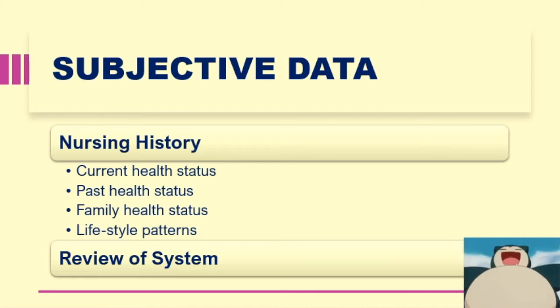So in the family health status, you need to know whether there are family members with the same signs and symptoms. So especially if we're talking about color blindness, there is a very high familial predisposition when it comes to your color blindness. Okay, so lifestyle patterns, again, you need to be checking on what are the things that your patient is doing, because exposure to continuous light, for example, computer, would tend to damage the eyes of our patient.